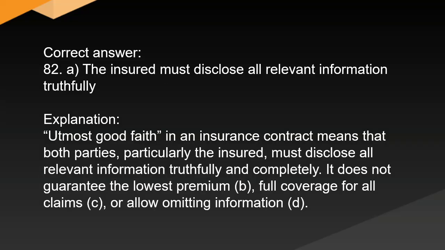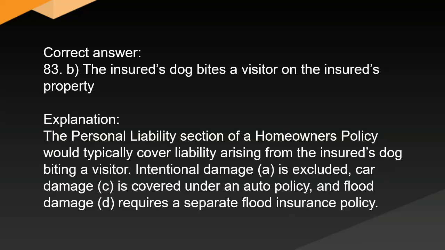Correct answer. A, the insured must disclose all relevant information truthfully. Explanation. Utmost good faith in an insurance contract means that both parties, particularly the insured, must disclose all relevant information truthfully and completely. It does not guarantee the lowest premium, B, full coverage for all claims, C, or allow omitting information, D.